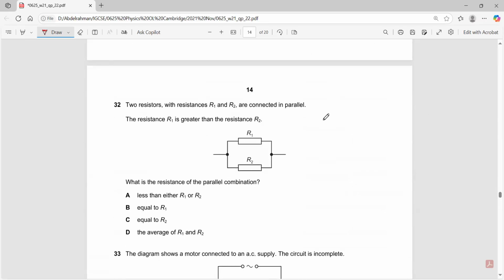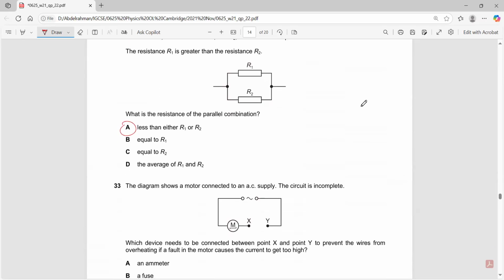We have two resistors in parallel. What happens to the total resistance? It decreases, right? The total resistance of resistors in parallel is less than either R1 or R2. It always decreases.